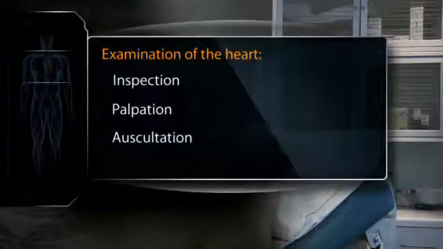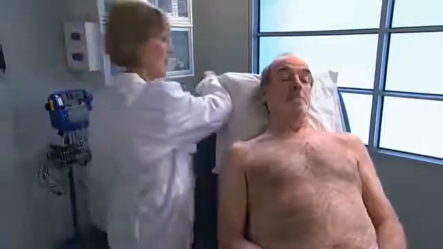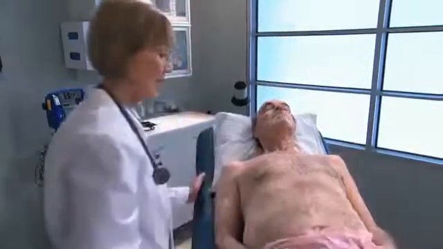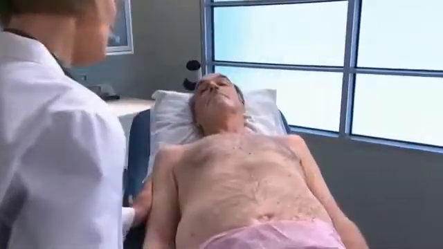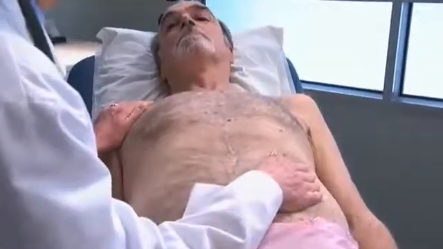Your examination of the heart consists of inspection, palpation, and auscultation. Let's begin with inspection and palpation. Stand at the patient's right side. Have the patient remain supine with the upper body raised to 30 degrees. First, inspect the anterior chest, noting any heaves or lifts. None are observed here. Careful inspection may also reveal the location of the apical impulse.